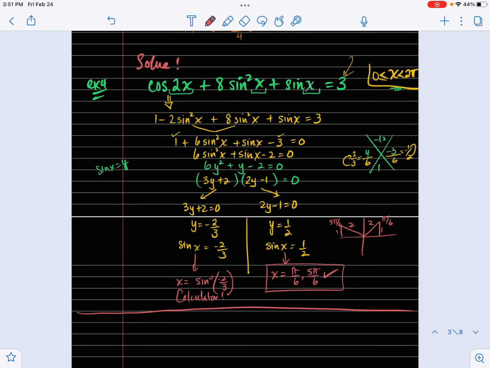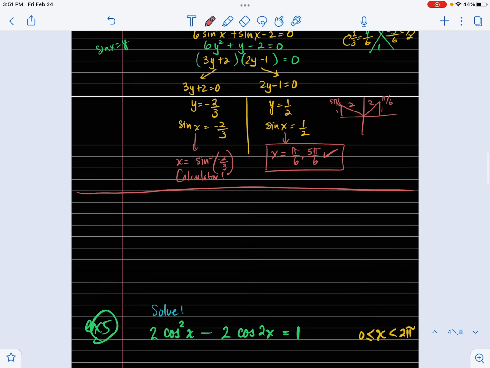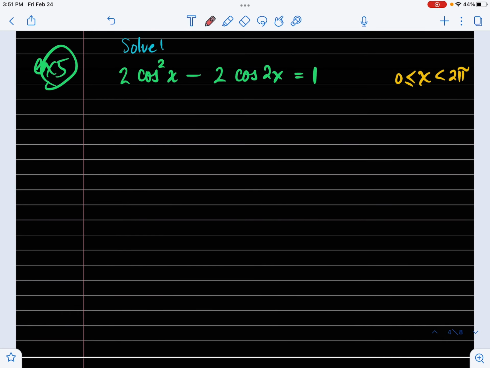All right, so that was another example for equations. I'll do one more, and then I'll wrap up the video here. Okay, here's one more. Solve 2 cosine squared x minus 2 times cosine 2x. Please again identify, that's a double angle identity. You have a double angle here, you have a single angle here.